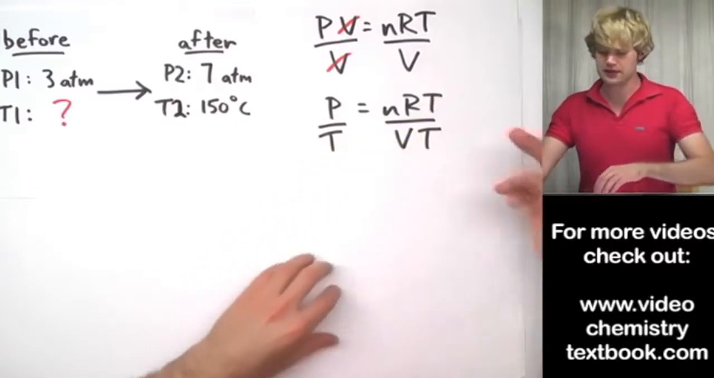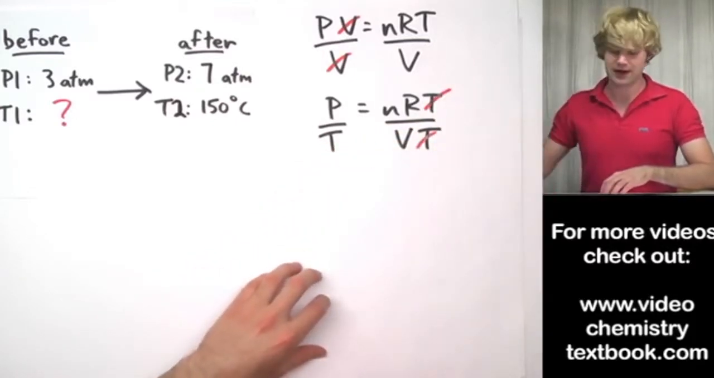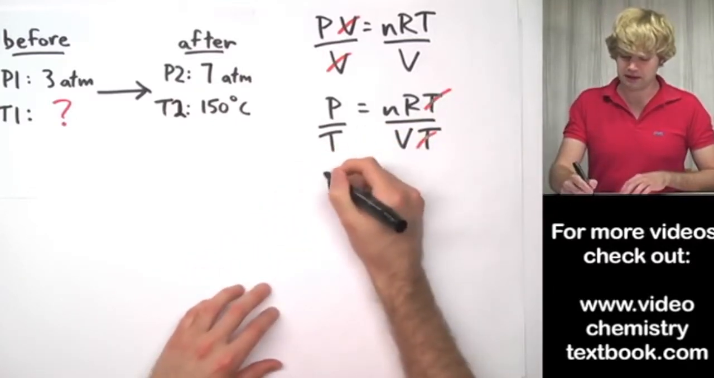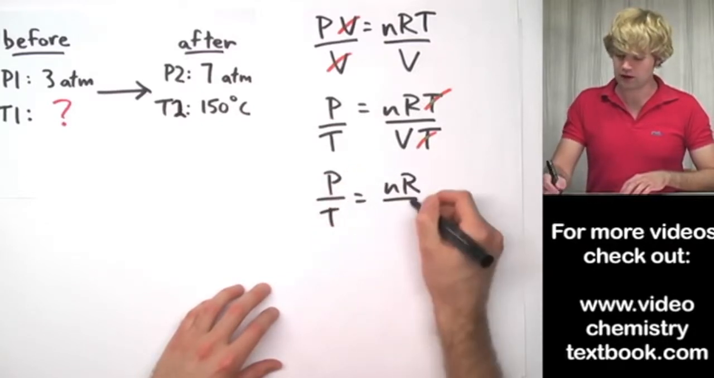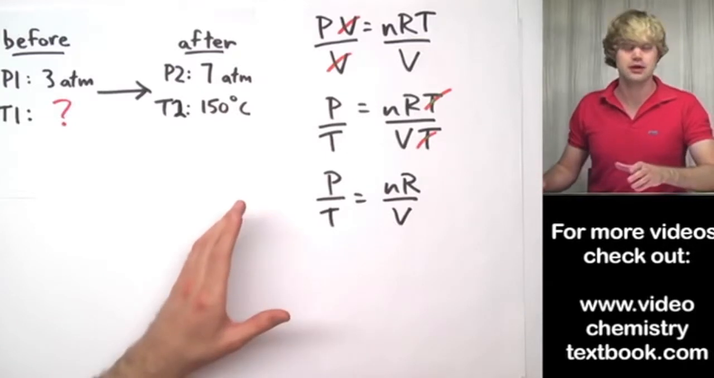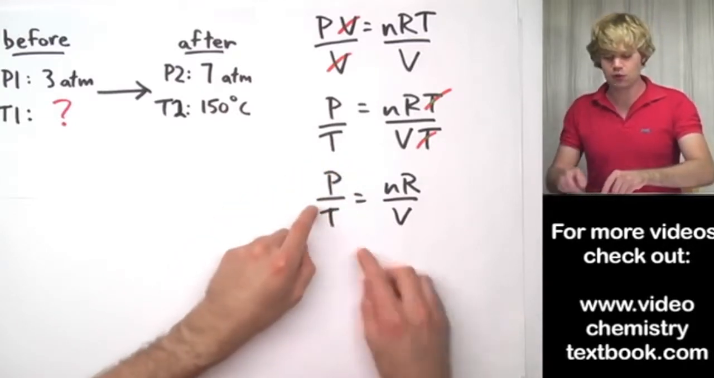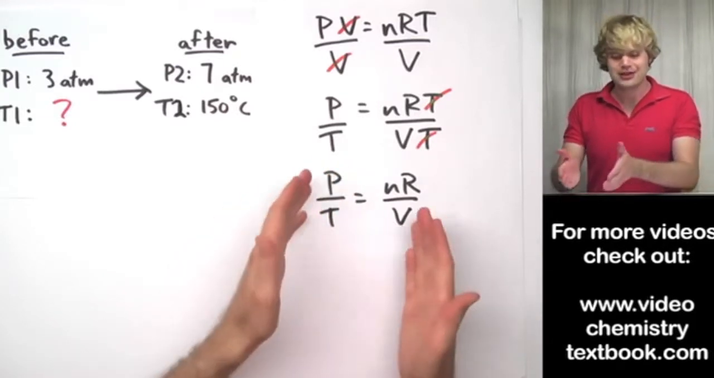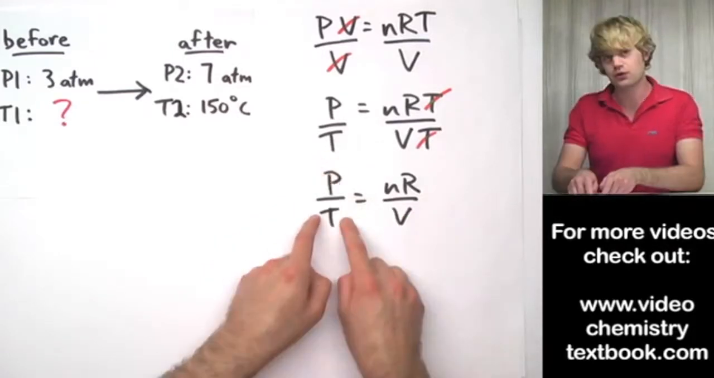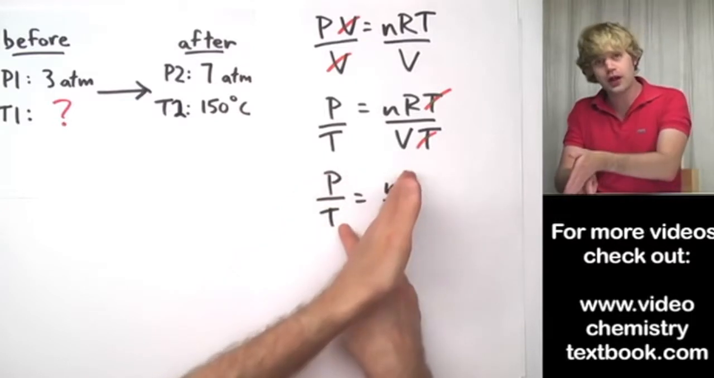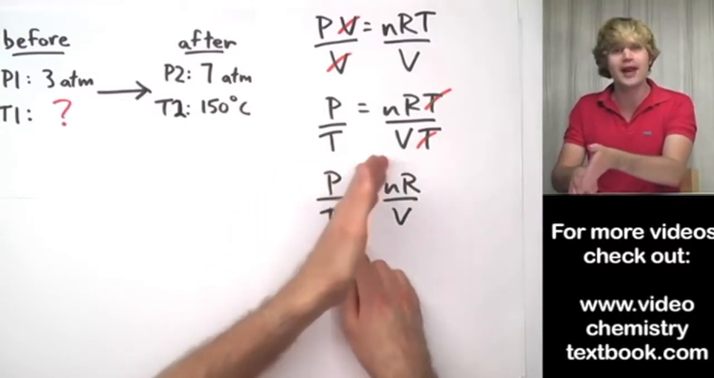And now T over T cancels out, and I'm left with P over T equals nR over V. Okay, so we have P over T on one side of the equation. Now, it turns out that if something is on one side of the ideal gas equation, you can double it on the other side, doing a before and after thing.